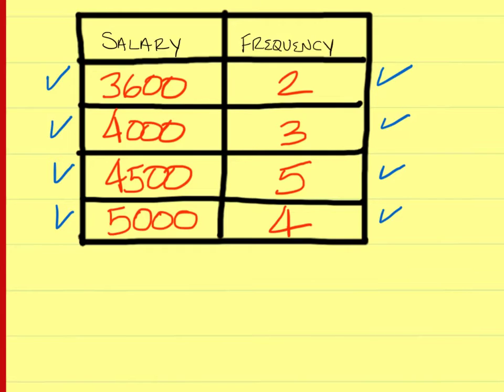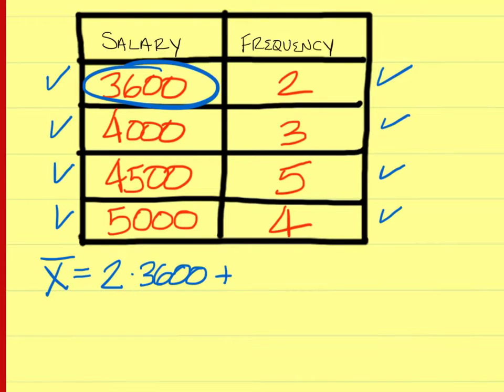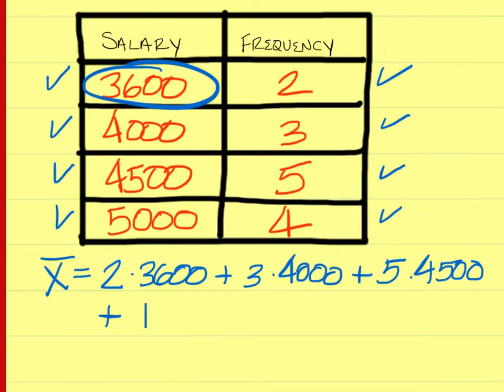To find the standard deviation, you're going to use the same process as you did last week, except you have a couple of things to do differently for the mean and the standard deviation. First, you have to find the mean. The mean is all of the numbers added up divided by the number of numbers. You have 2 3,600s. Don't write them twice. Just write 2 times 3,600, and then 3 times 4,000, and then 5 times 4,500, and 4 times 5,000. So you can take a shortcut.